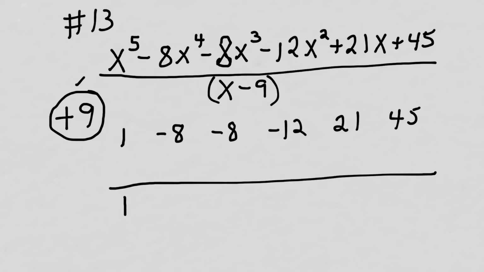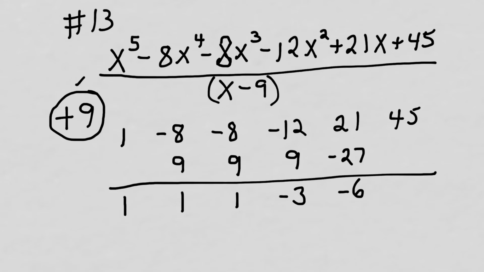Let's get started. 9 times 1 is going to give us positive 9. Add negative 8 and 9 together, we get a positive 1. Let's do it again. 9 times 1 is going to give us positive 9. We add that to negative 8, and again, we get a positive 1. Multiply 9 times 1, get 9. We add that to negative 12, we get a negative 3. 9 times negative 3 gives us a negative 27. We add that to positive 21, we get a negative 6.